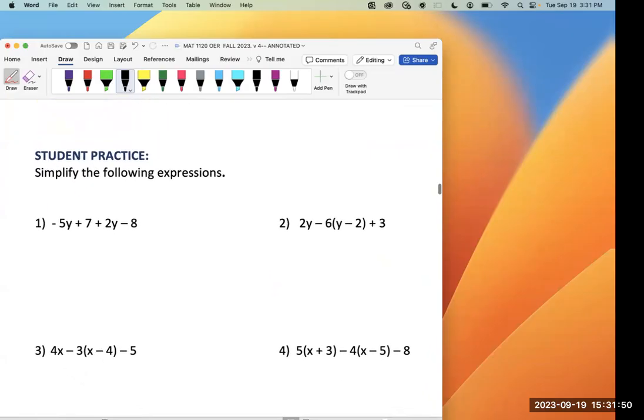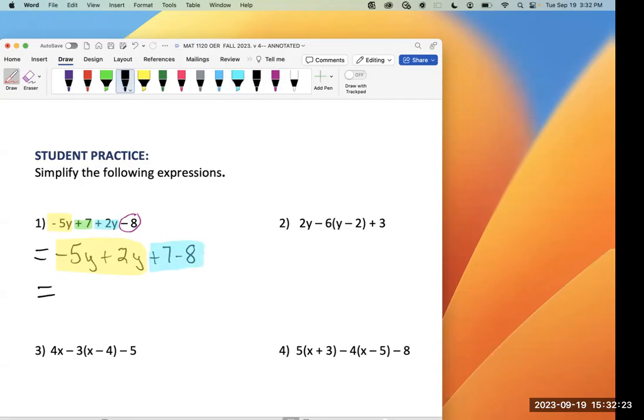All right, here's some practice. Simplify this, recognize the terms. These are the 4 terms. The terms that are alike are minus 5y and plus 2y, plus 7 and minus 8. So here are my terms that are alike that have the variable y. Here are my terms that are constant.